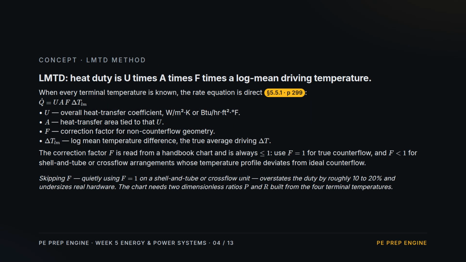The LMTD method. With every terminal temperature known, the heat duty is U times A times F times the log mean temperature difference. U is the overall coefficient, A its area, F a geometry correction, and delta T LM the true average driving temperature. The correction factor is read from a handbook chart and never exceeds 1. It's exactly 1 for true counterflow and less than 1 for shell and tube or crossflow units. Quietly using 1 where you shouldn't overstates the duty by 10 to 20% and undersizes real hardware.